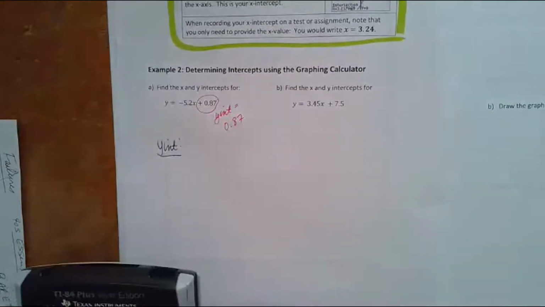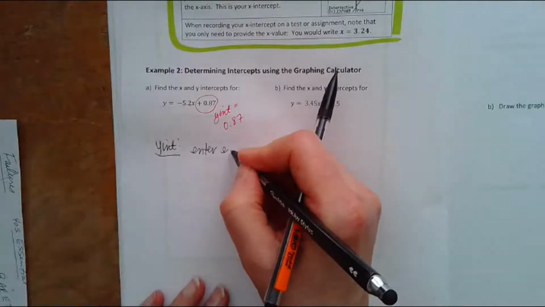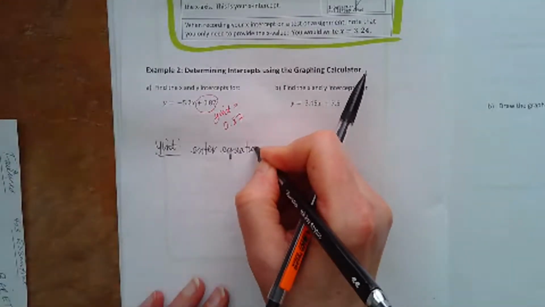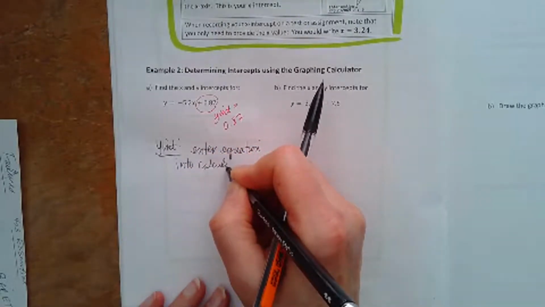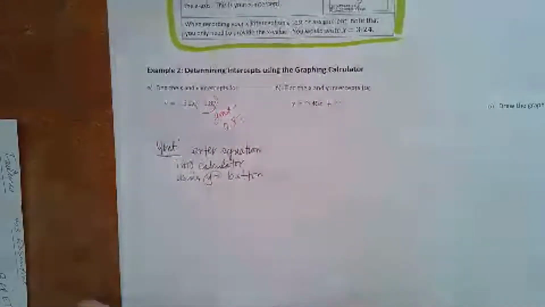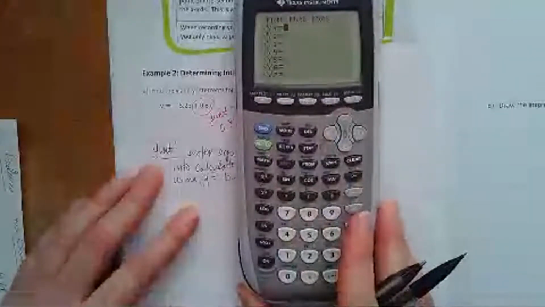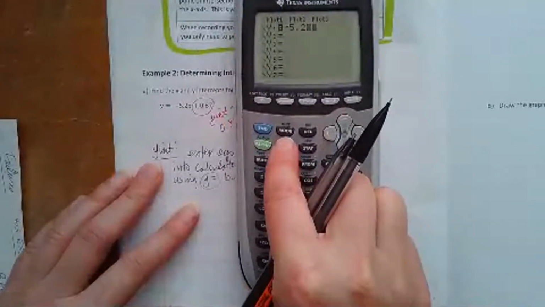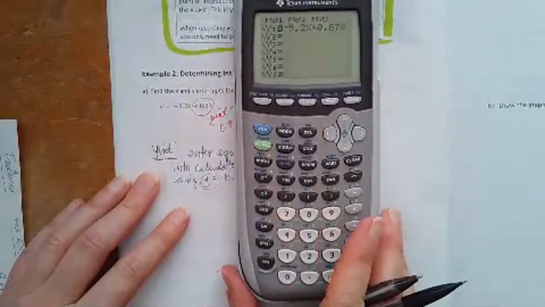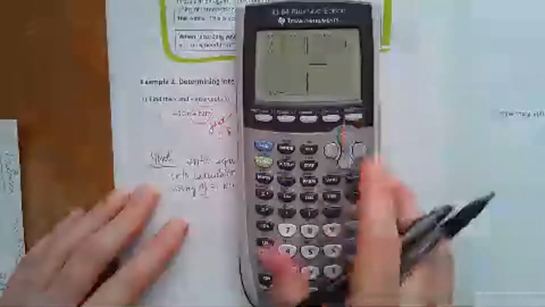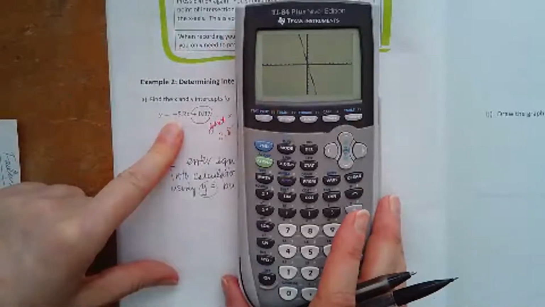Enter equation into calculator. Okay, so I press y equals, and I enter it in, negative 5.2 x plus 0.87. I'm going to take a look at this graph, and it's sloping down, which makes sense because the leading coefficient is negative.